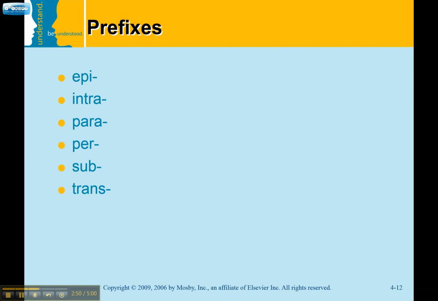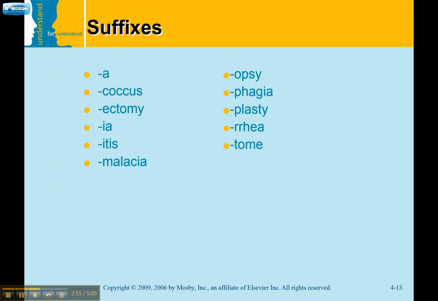Prefixes: epi, intra, para, per, sub, and trans. And suffixes: a, coccus, ectomy, ia, itis, malacia, opsy, phasia, plasty, rhea, and tome. You're going to start to see a lot of these suffixes repeated over and over and over. Remember from chapter 1, we had itis. We already know that that one means inflammation. Ectomy means removal. Malacia, which we had in chapter 1, is softening. So remember, you're going to start to see these over and over again.